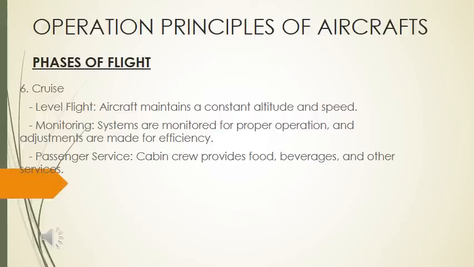Monitoring. Systems are monitored for proper operation and adjustments are made for efficiency. Now I talk about the autopilot system the other time. So in the cruise, since the aircraft is maintaining a constant altitude and speed and is already on its flight path, autopilot systems can be deployed there, and other various monitoring systems for proper operation and adjustments are made for efficiency.